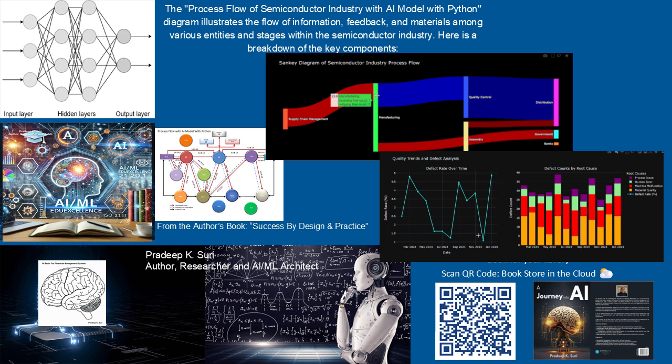Predictive analysis. By analyzing production data and external factors, the AI model forecasts demand, manages inventory levels, and enhances resource allocation. Quality control. AI monitors feedback from the QC stage to identify defects early, improving yields and reducing costs. Supply chain efficiency. AI improves supplier selection and material sourcing, making the supply chain more resilient and cost-effective.